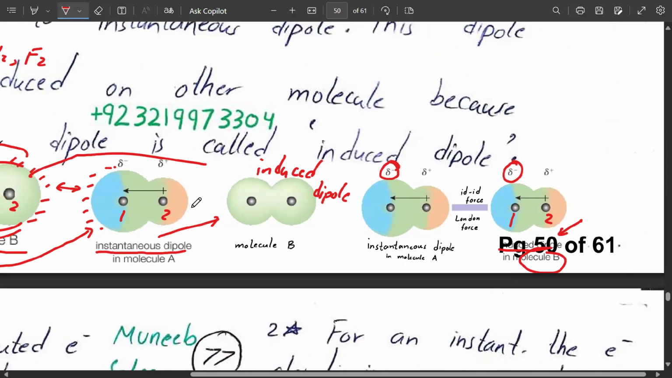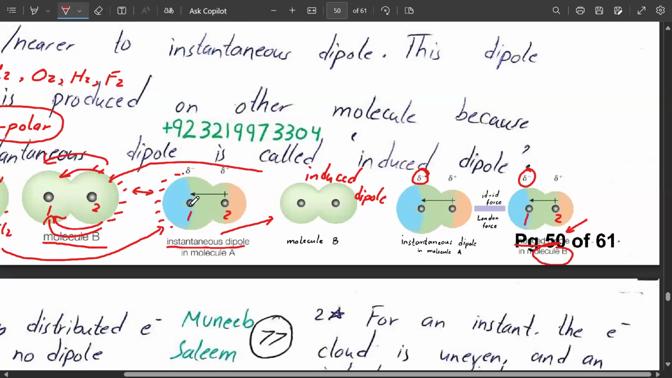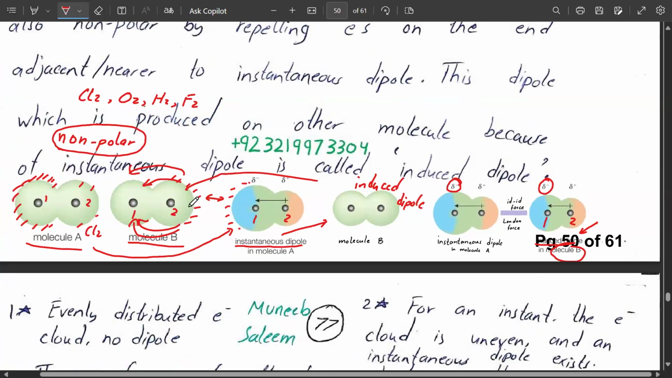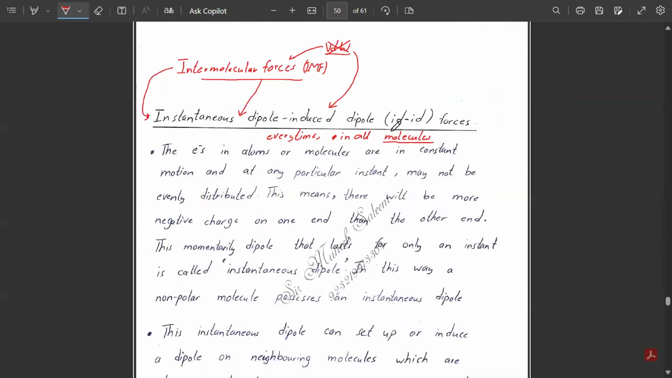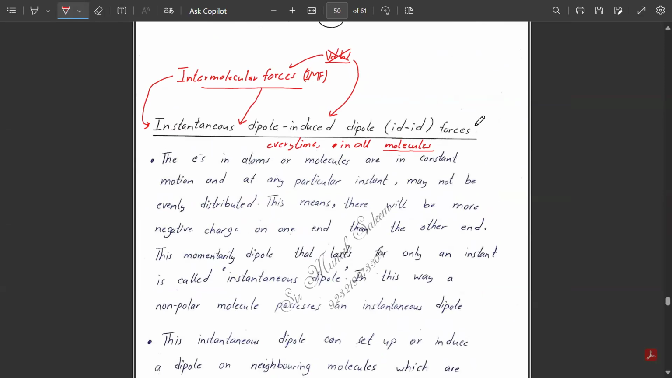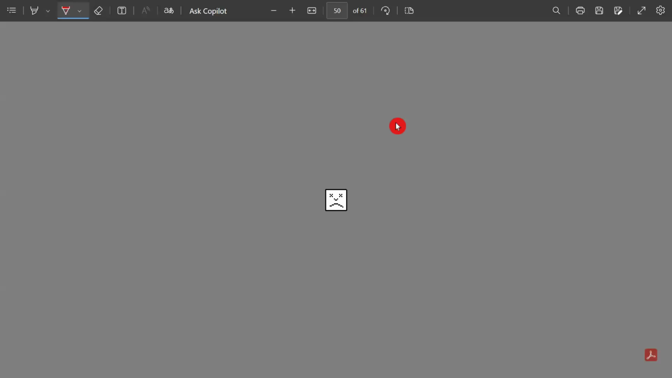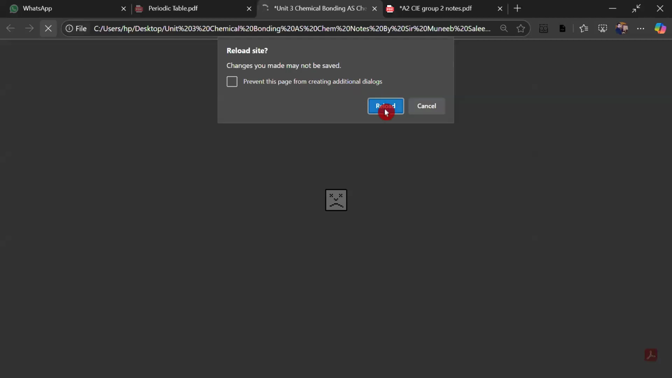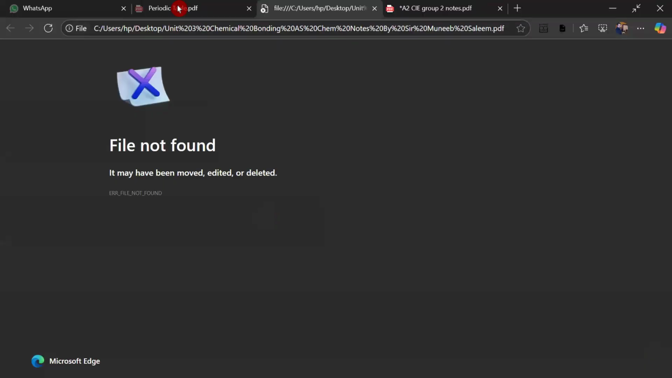So this is how instantaneous dipoles and induced dipoles are formed, and then the forces between them are called IDID forces, or instantaneous dipole induced dipole forces. Is that clear? Yes, sir. Yes. Okay. So give me a second, please.